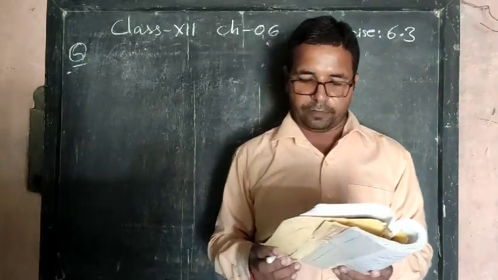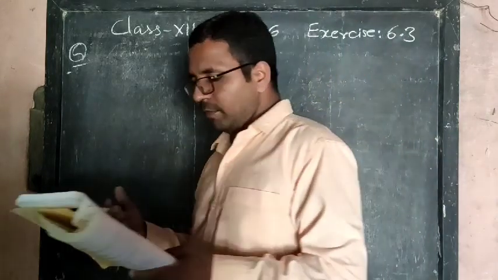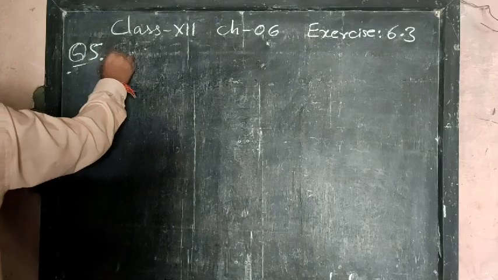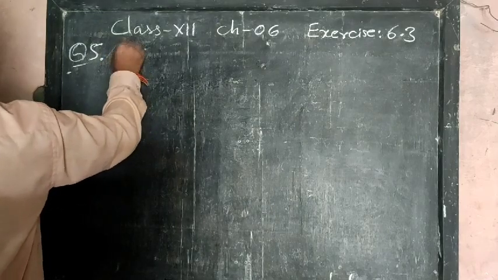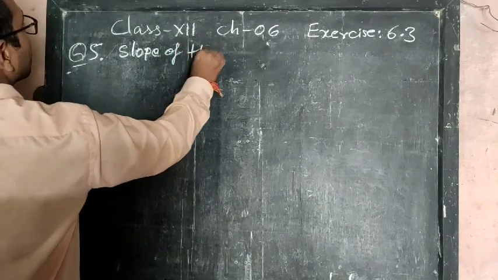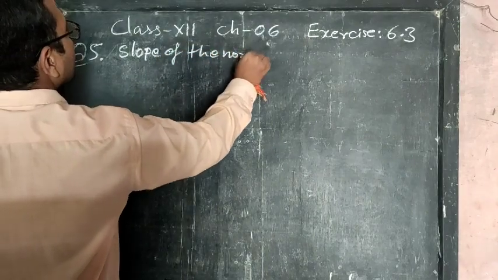Now let's see question number 5. Find the slope of the normal of the curve. Here we have got something different. We have to find the slope of the normal.